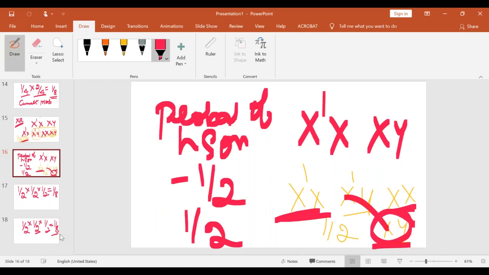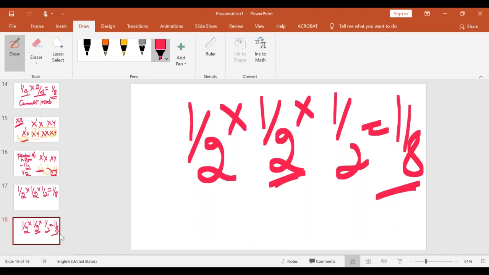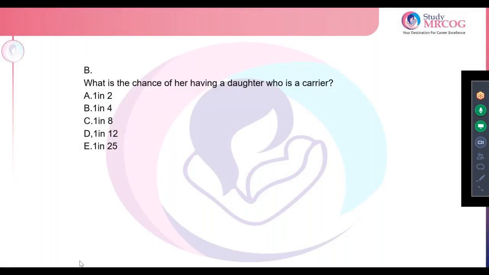So her probability of having a daughter who is a carrier is 1/2, the probability of having a daughter is again 1/2, and her chance of being a carrier is half. That is one of the most important things to remember: go for a cumulative probability. Let's see whether we are right or not. What is the chance of her having a daughter who is a carrier? Our answer is C, 1 in 8. Let's see what the answer is. Okay, it is correct. C, 1 in 8.